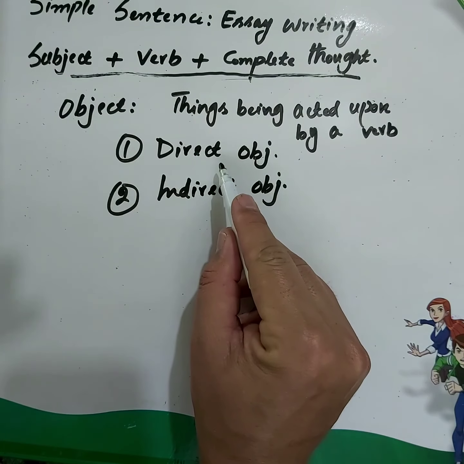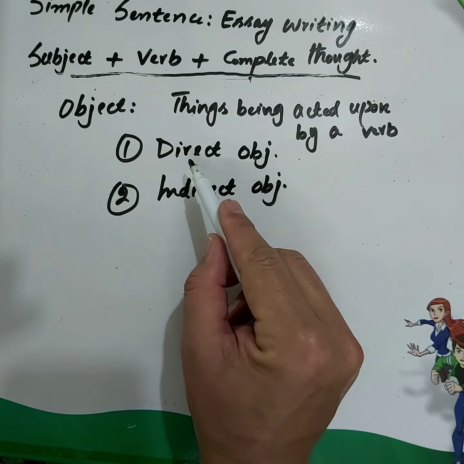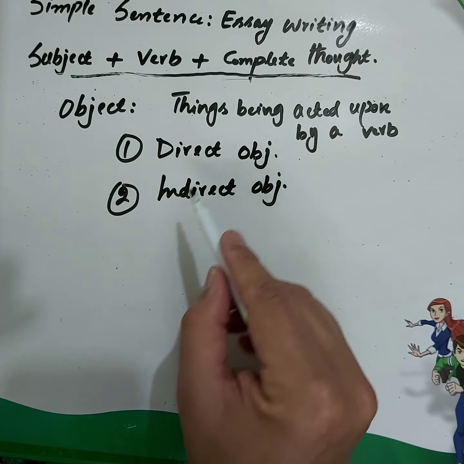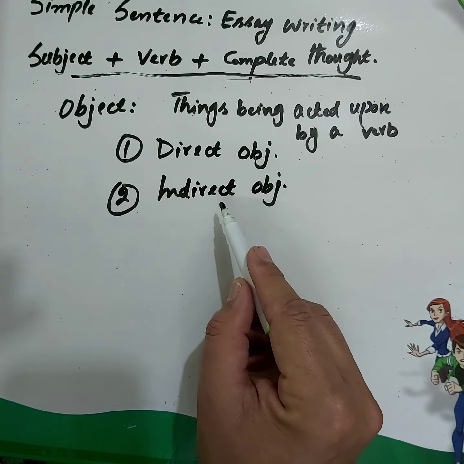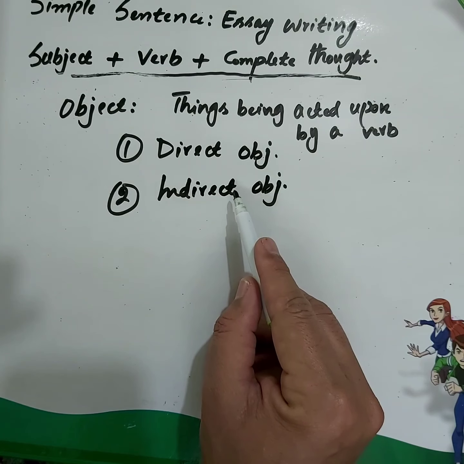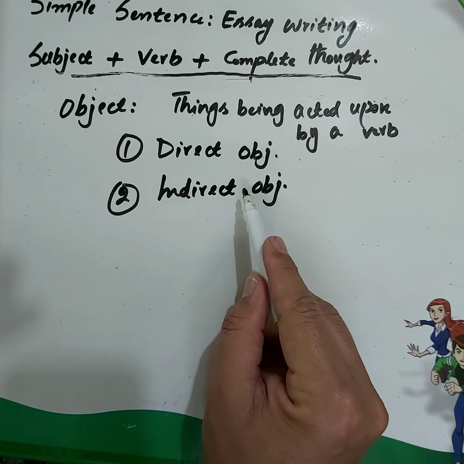Now we will talk about direct object. Direct object receives the action of the verb. Indirect object refers to a noun or a pronoun that tells to whom, for whom, to what, or for what something is done.